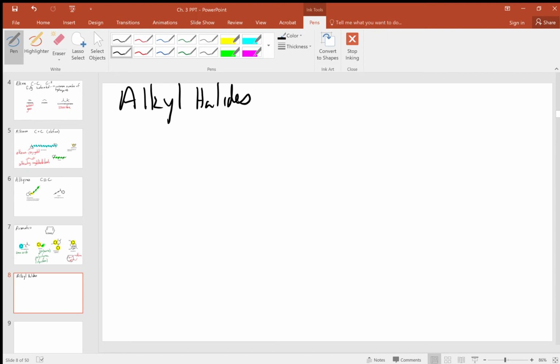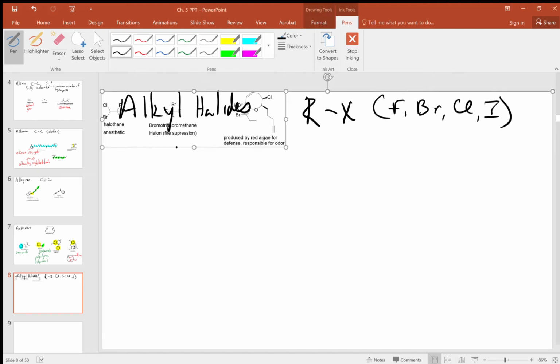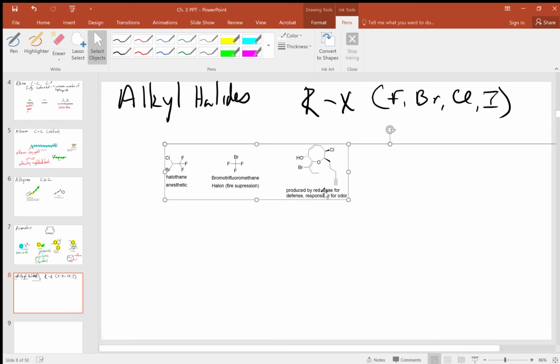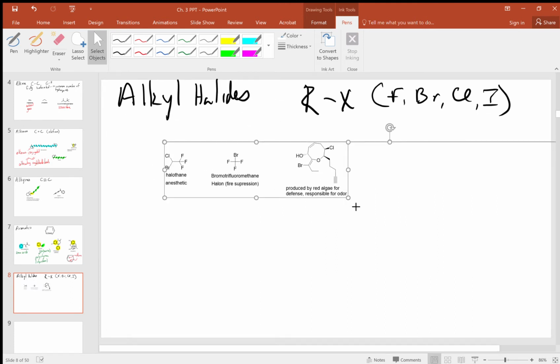So an alkyl halide is just a hydrocarbon bonded to a halogen. And in many cases, we just use the letter X to abbreviate any generic halogen. So we're talking about fluorine, bromine, chlorine, or iodine here. So alkyl halides, as we'll see later on in the course, are very, very useful in organic reactions. And they undergo a lot of organic reactions.